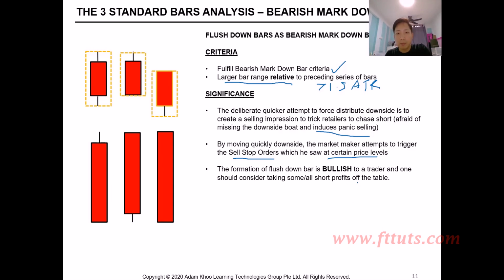And the formation of a flush down bar is bullish to professional traders. Like I mentioned, a bearish markdown bar is bearish, but a flush down bar with a larger, outstanding range is bullish. It's counterintuitive. Contrarian is bullish to a trader. And if you have, for example, shorted the market, it's the right thing to do to size out your position, take some profits off the table, or look to go long, like what I did when the market crashed because of the virus risk that happened recently.